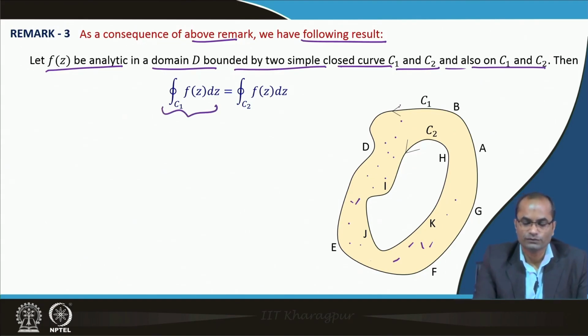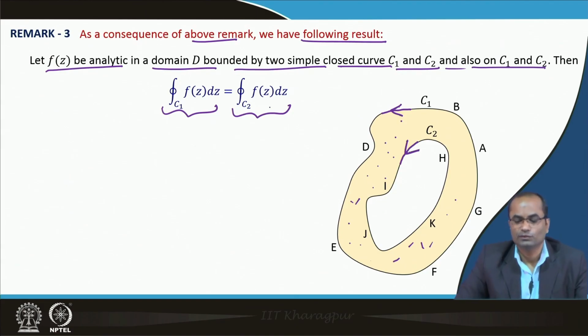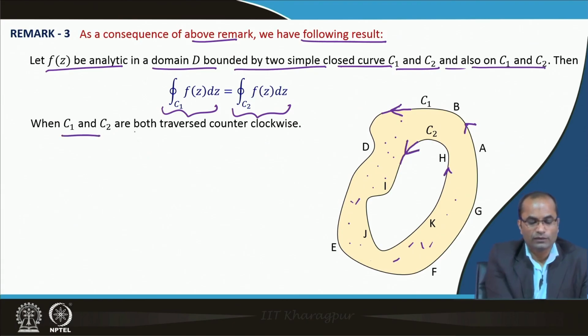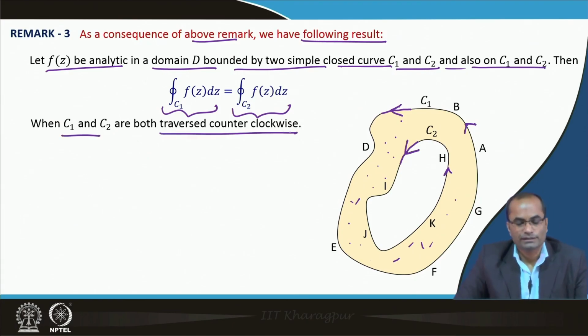Then the result we have is about the integral over C 1. Now we should note that both the curves are traversed in the anti-clockwise direction, the same direction, unlike the previous remark. Now we have that the integral over C 1 is equal to the integral over C 2. Whether we take it over C 1 or over C 2, the integral value is equal, and C 1 and C 2 are both traversed counterclockwise.